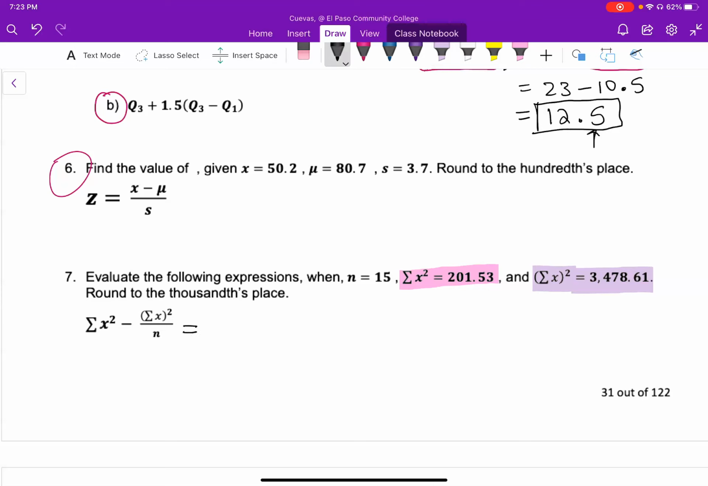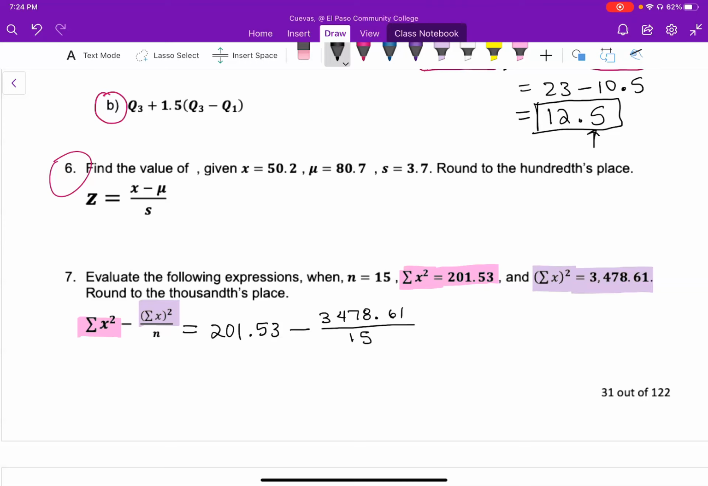So this expression, the first one I see, matches what was given to me here. So I have 201.53 minus, and then here's my second expression. That goes on the numerator, 3,478 and 61 hundredths, divided by n. In this case, n is 15.